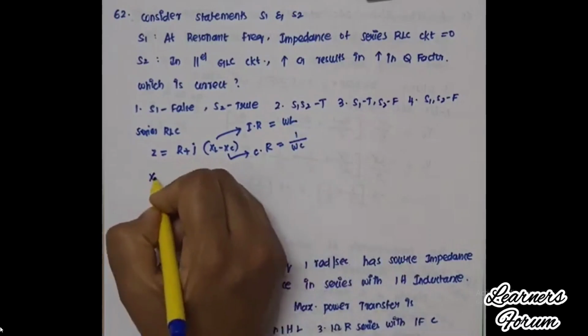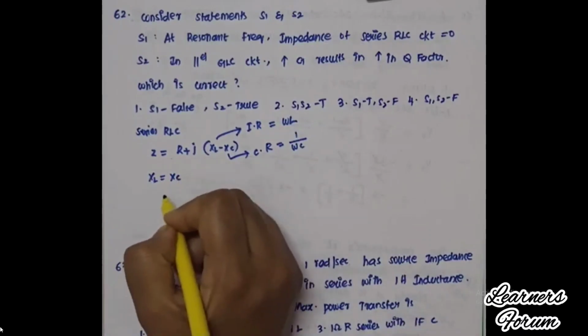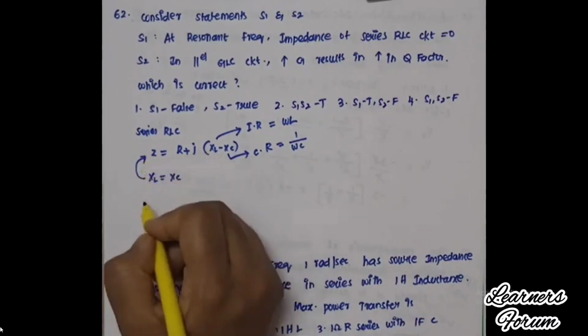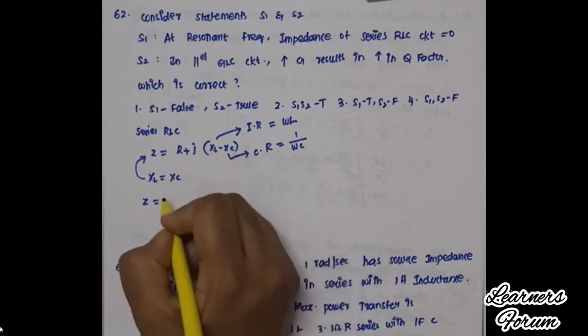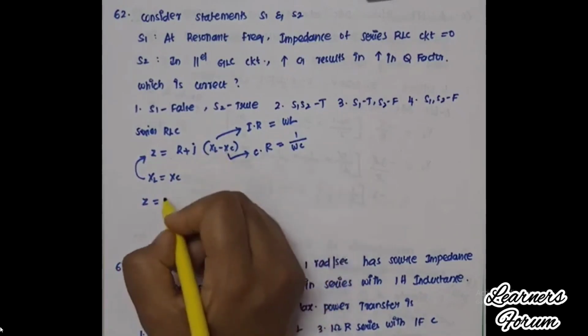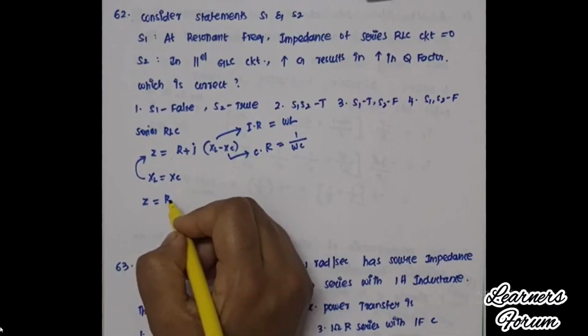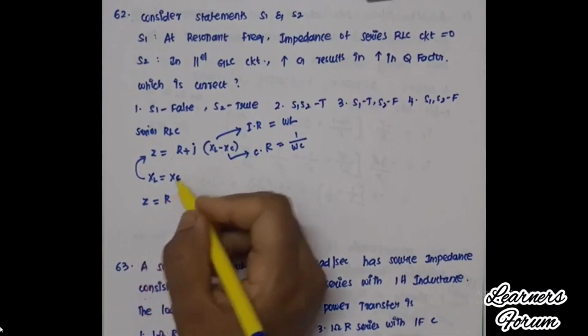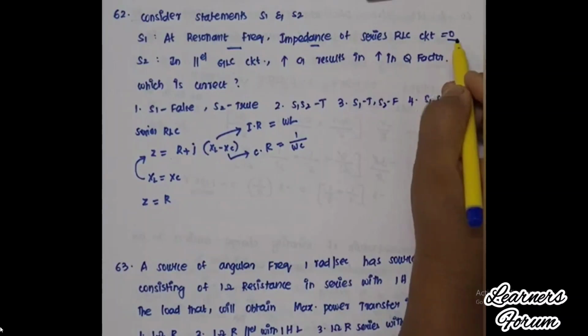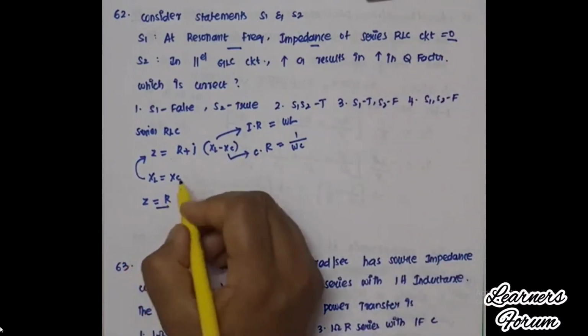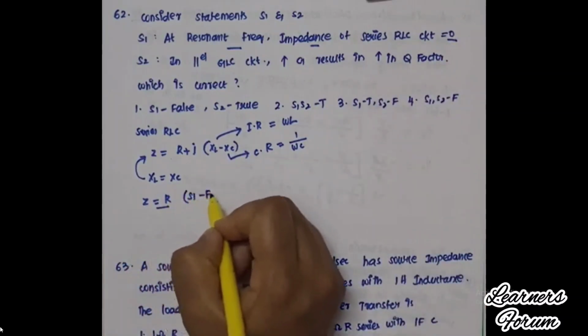At the resonance condition, the value of XL is equal to XC. Substituting that in the previous equation, we get Z equal to R, since XL minus XC is 0. So the impedance value will be resistive. But the statement says that at resonance frequency the impedance is equal to 0, which is contradictory. So statement 1 is false.